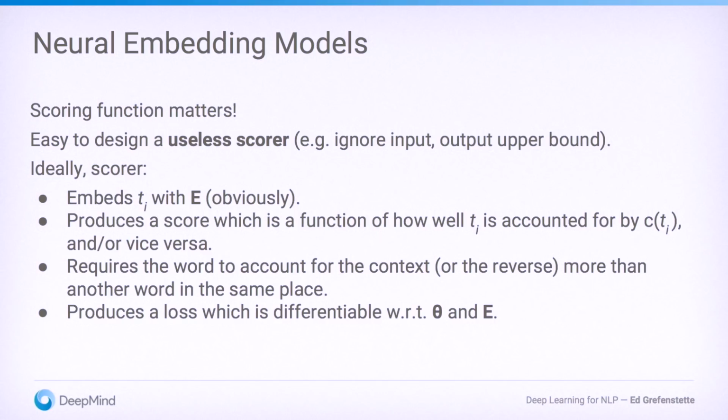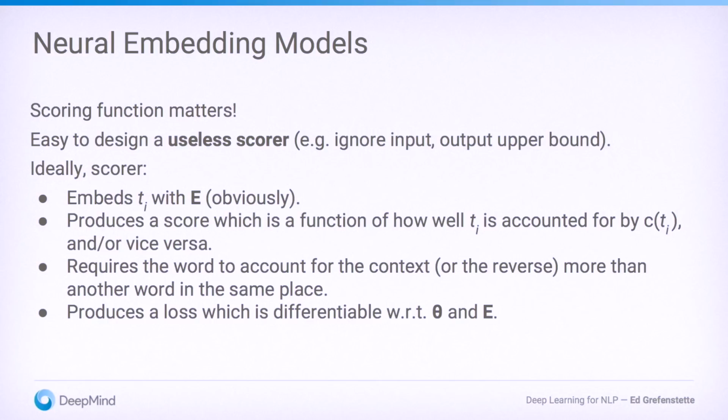So the ideal desiderata for your scoring function here is that it has to obviously embed your target word using the embedding matrix, because if it doesn't, then what are we backpropagating? How are we updating the embedding matrix through backpropagation? It needs to produce a score which conceptually at least tracks how well that target word is accounted for by its context. So how well the context explains the presence of that word, or vice versa, how well the presence of that target word explains the context. And we'll see some examples of this.